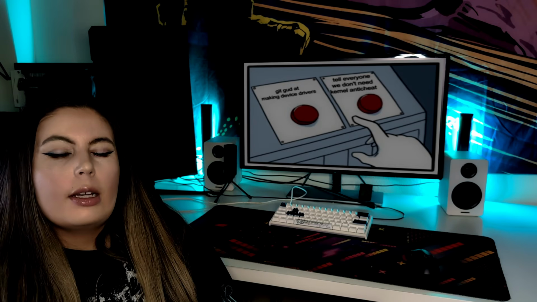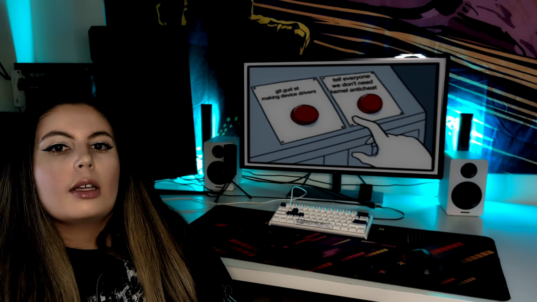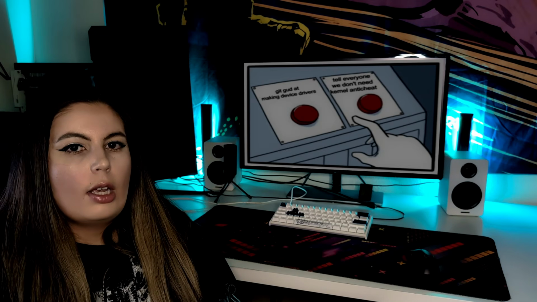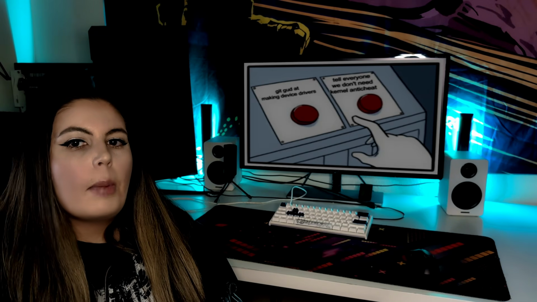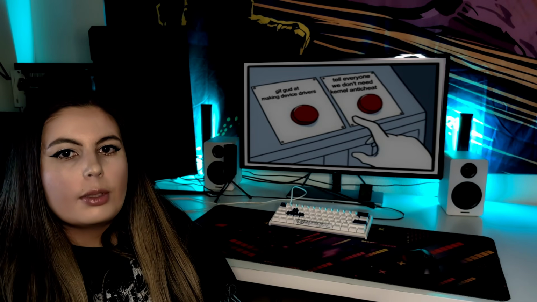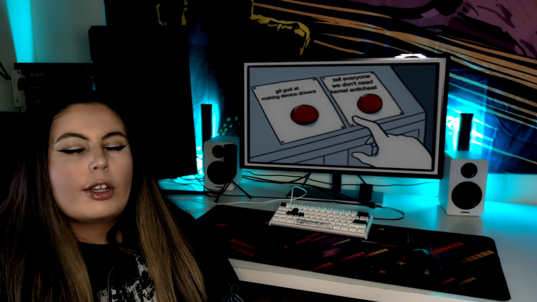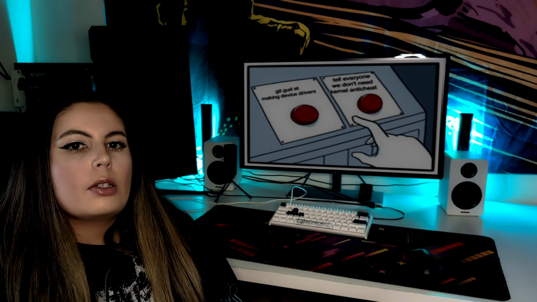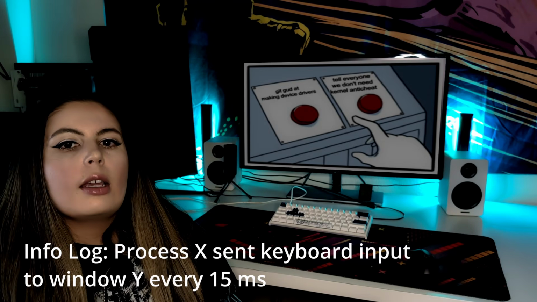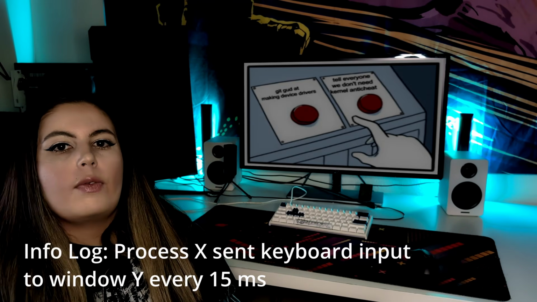Now, open sourcing might not be realistic for a massive competitive game company, but at the very least, they can put out thorough documentation about their drivers. Even Microsoft does this to an extent. The anti-cheat doesn't even need to collect what you typed, just how it was delivered. For example, instead of showing that the user pressed WASD, it can log process X sent synthetic keyboard input to window Y every 15 milliseconds.